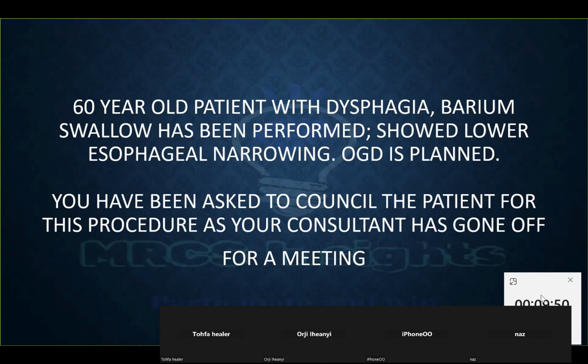Can you read the stem aloud? A 60-year-old patient with dysphagia. A barium swallow has been performed and it showed a lower esophageal narrowing, and OGD is planned. You have been asked to consent the patient for this procedure as your consultant has gone off for a meeting. When the clock hits 9, you can start. Okay, sir.